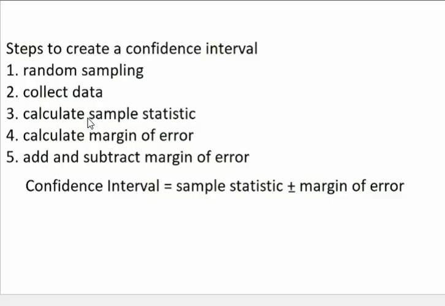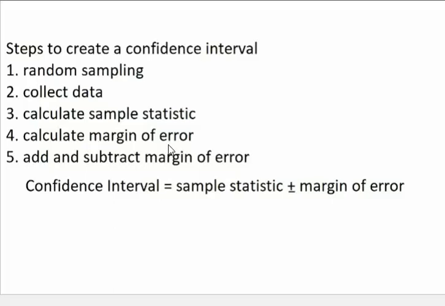Next, you calculate a sample statistic, which is just a statistic that's calculated with a sample. And then you also calculate a margin of error using the formula we've already learned. Then what you do is you take your sample statistic and you add and subtract the margin of error. And this fifth step is what leads to your confidence interval. So to get a confidence interval, you take your sample statistic and you add and subtract the margin of error, and you get two answers, and those two answers are the endpoints of your confidence interval.